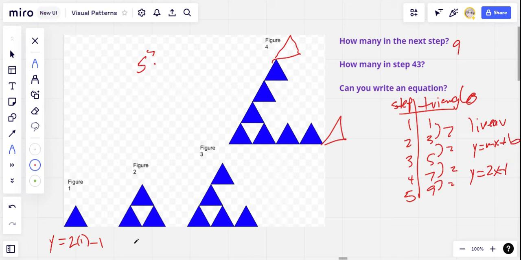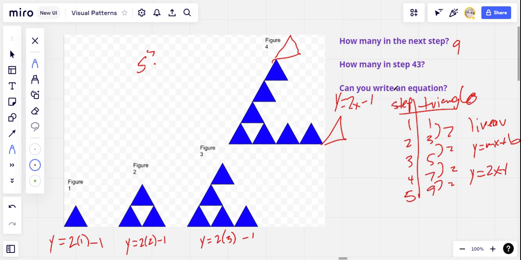Let's try that with the next couple of steps just to verify that this is actually working. So y equals 2 times step 2 minus 1. 2 times 2 is 4 minus 1 is 3. Yeah, that works. Let's try it with step 3. So y equals 2 times step 3 minus 1. 2 times 3 would be 6, minus 1 is 5. Yes, there are 5. So I think we've got our equation. It's y equals 2x minus 1.